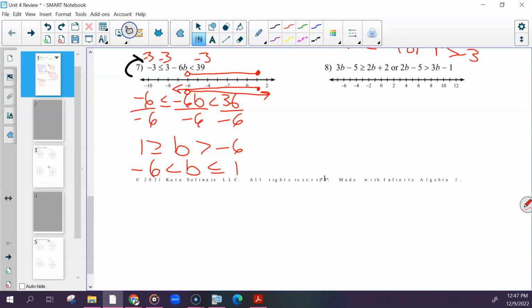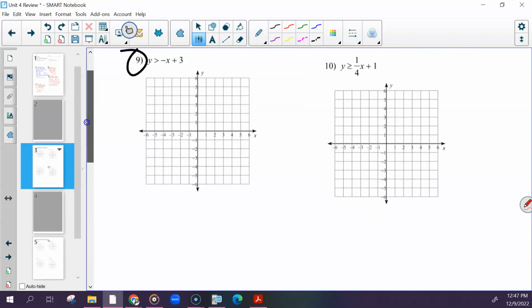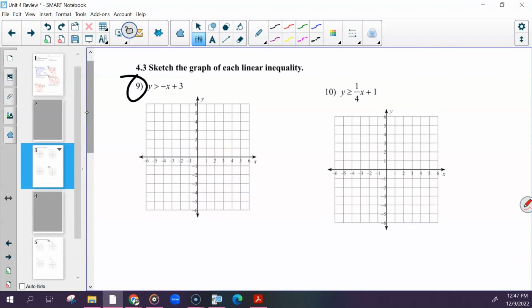All right, on the next page. Number 9. As you are graphing your inequalities, if you need color pencils or highlighters, they are back there. Highlighters in the bin, color pencils in the pencil boxes in the colorful tray, as well as rulers. You'll need to be able to figure out, are your lines dashed or solid?